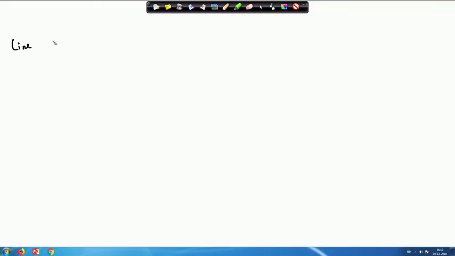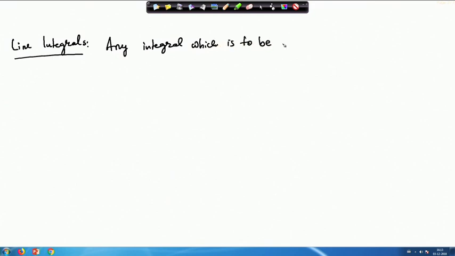So basically, in vector calculus, any integral along a curve is called a line integral, in a nutshell. So to start with, we will start with line integrals. Any integral which is to be evaluated along a curve is called a line integral.